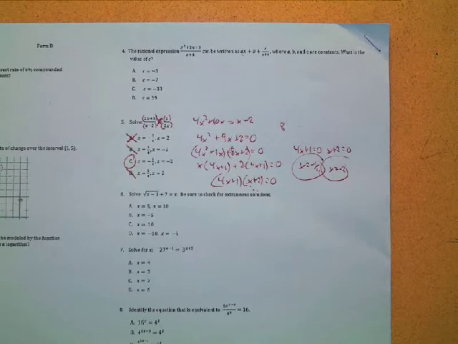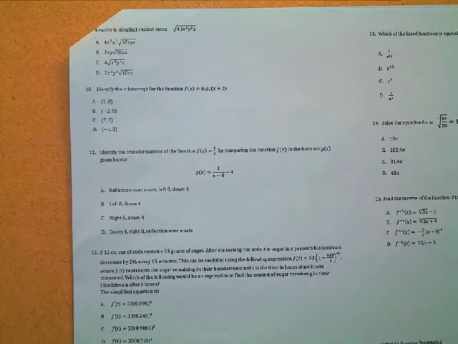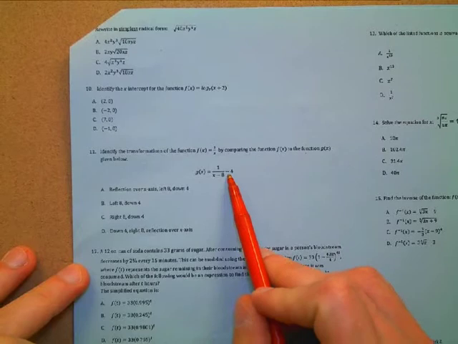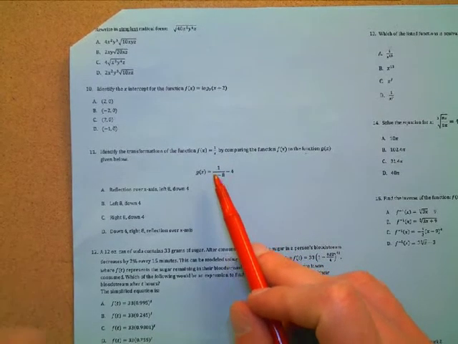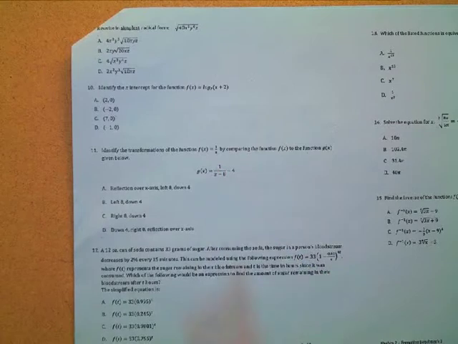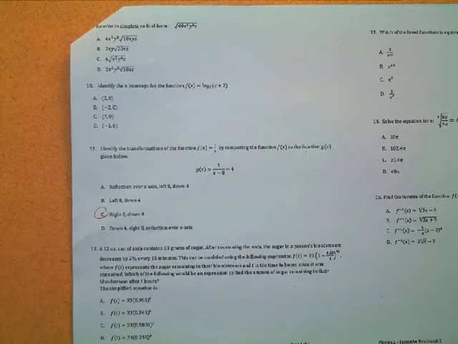Sure. Number 11, would it be C? Okay, yeah, so number 11, we are going to shift down 4, right 8, but there's no negative, so it does not reflect. Only if you have a negative in front here would you reflect. So it's just right 8, down 4. Okay, so it's going to be C.